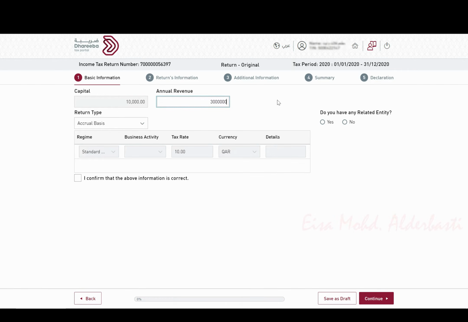Now let's see if the revenue is 3 million. Then the system gives an option of a simplified return. Let's go click. That's what we have to do today, a simplified. We have to also understand.